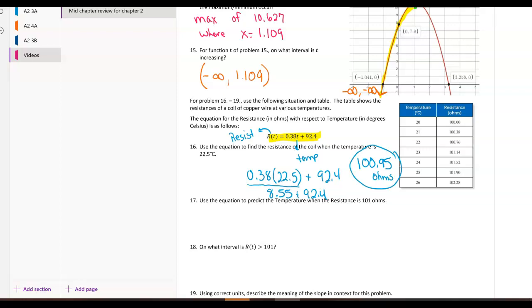All right, now we're going to again use the equation to predict when the resistance is 101. So I'll put that over on the left side where the R of t is. And because there's one type of t, I'll just get t alone. So I'm going to start by subtracting my 92.4 from both sides, which leaves me with 8.6 on the left and my 0.38 t on the right. And then I'll just divide by that 0.38. And the temperature that would happen is 22.6 degrees Celsius.